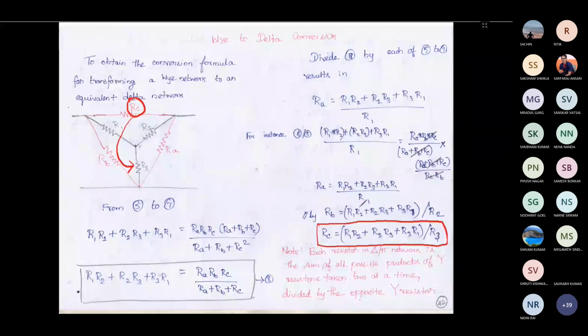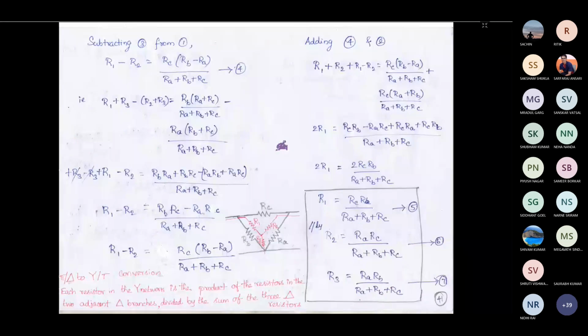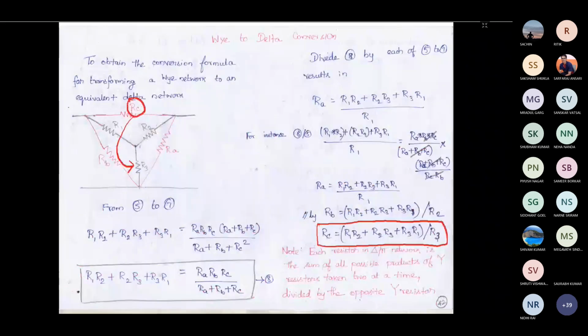Is it clear? For delta to star, the denominator is the same: we have to take RA plus RB plus RC. Then we have to see which are the nearest resistances available to that star resistance. This is for delta to star. For the star to delta combination, the numerator is common for all. That is given by the sum of the products of the combinations of the resistances in the star connection, divided by the opposite resistance available to that particular resistance. Even if you don't remember the variable names, it can be anything.